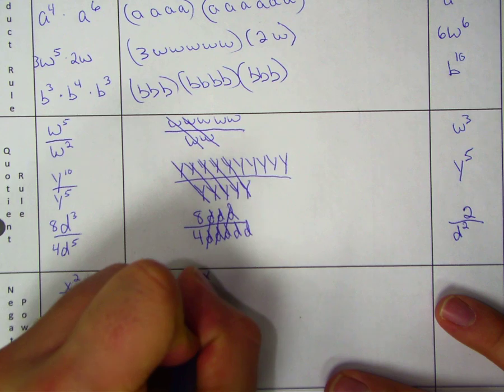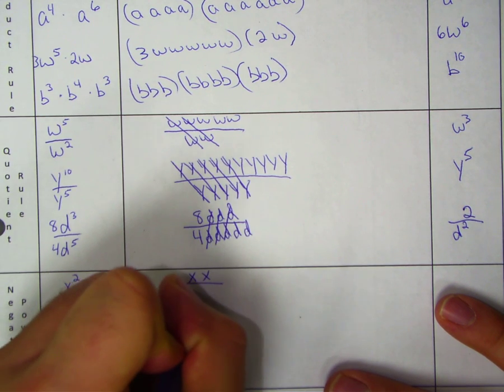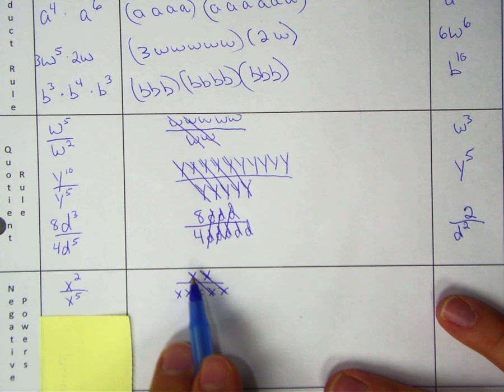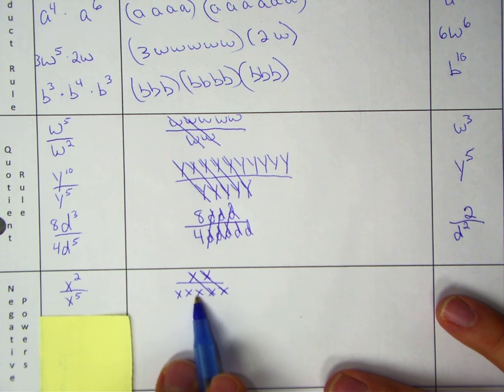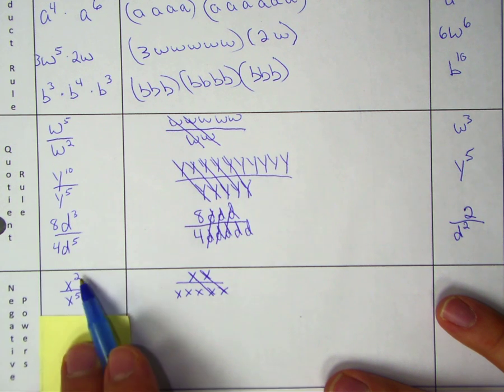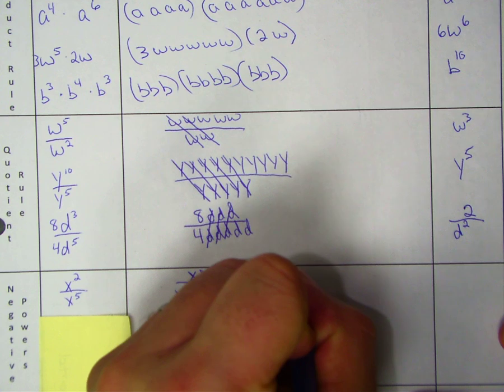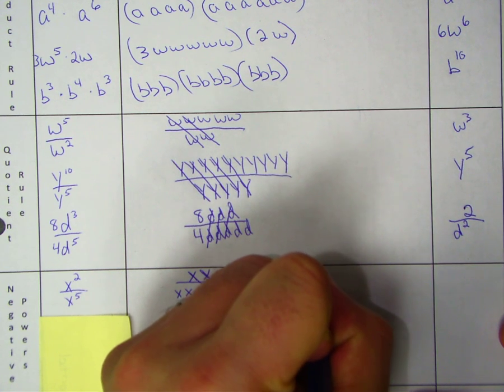So let's do this first one. We've got 2 x's on the top. We've got 5 x's on the bottom. I'm going to cross off 2 pairs. We don't have anything left on the top. We've just got these 3 x's on the bottom. If we subtract it, we get x to the negative 3. So what I want you to do here is put x to the negative 3.